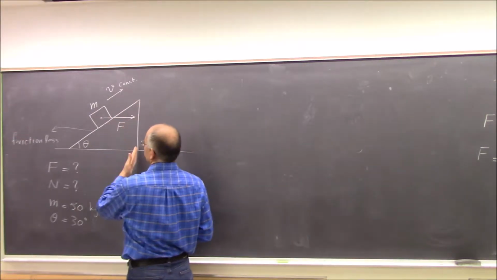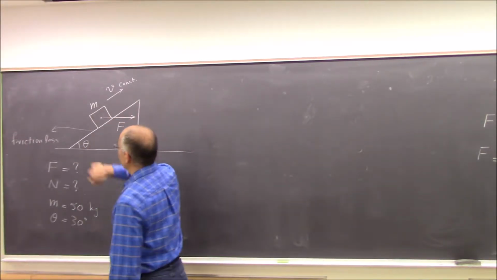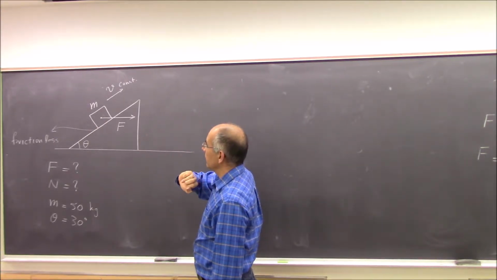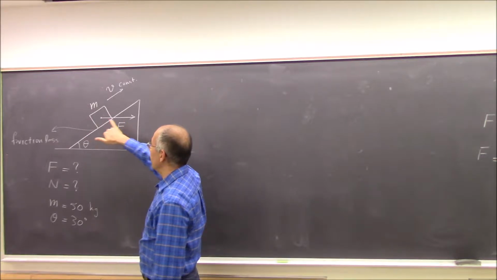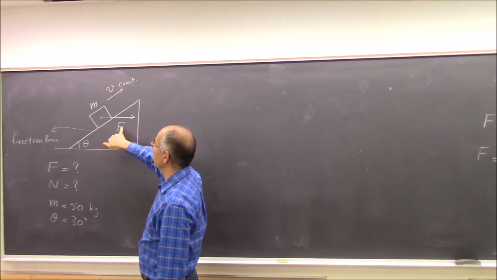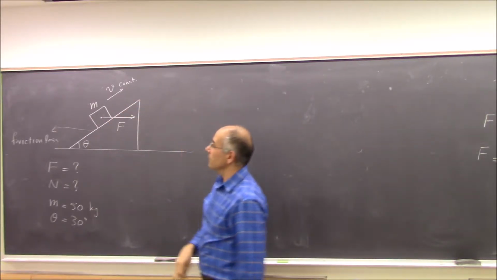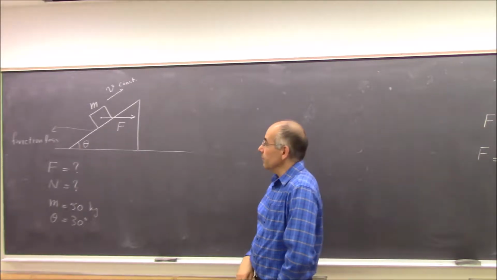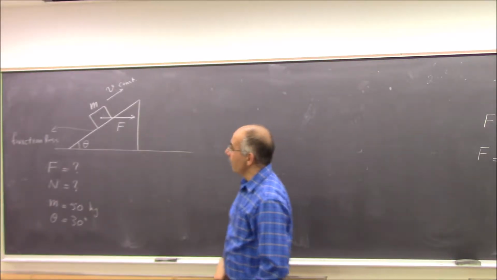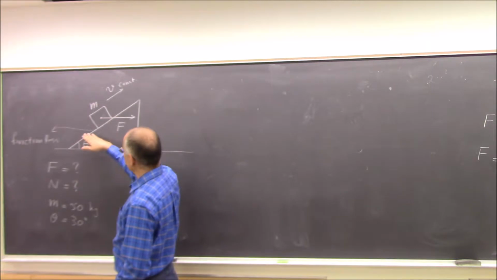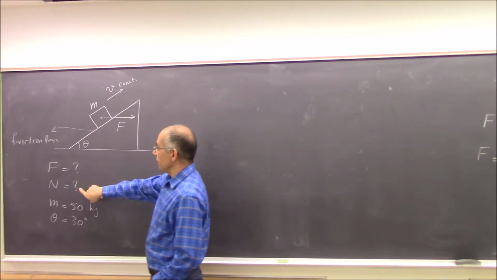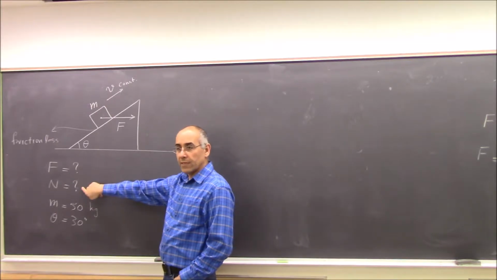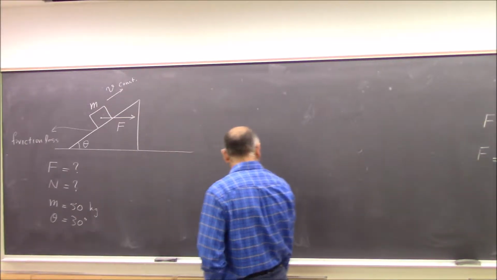This is a ramp of angle theta, and an object of mass m is on the frictionless ramp. A horizontal force F is applied to it that makes it go at constant speed up the ramp. The mass is 50 kilograms and theta is 30 degrees. What is the magnitude of F? What is the magnitude of the normal force acting on the object?